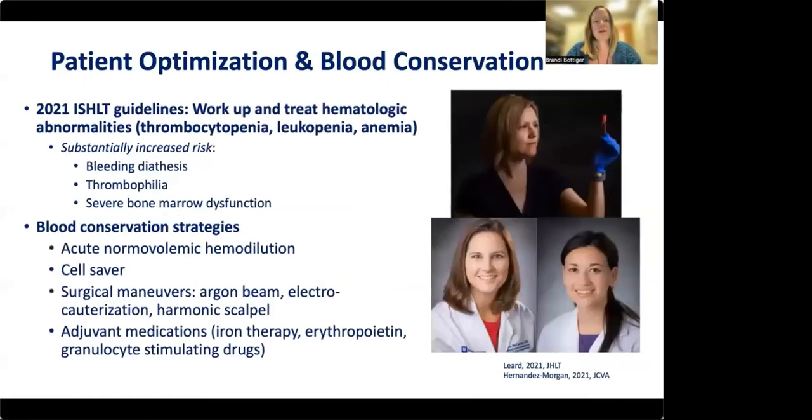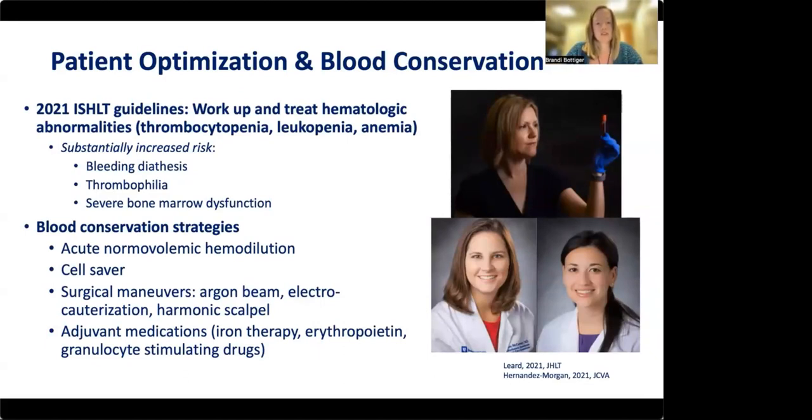So going back a little bit to optimization, again, if we're involved in the upfront process, we have the potential to help identify hematologic abnormalities: thrombocytopenia, leukopenia, anemia. And if there's substantially increased risk, like an active bleeding diathesis or severe bone marrow dysfunction, we would probably want to maybe avoid surgery completely. And so that's a team discussion, obviously, and you're going to have patients that may have some special considerations here, but overall, this is an advisory not to proceed with lung transplantation based on the 2021 guidelines.